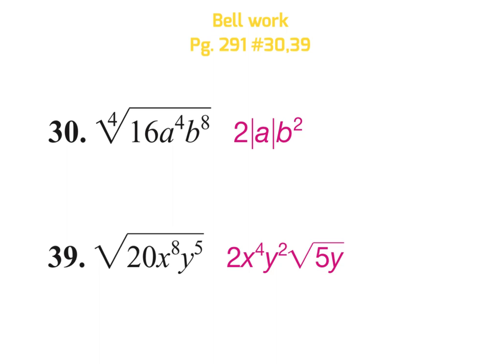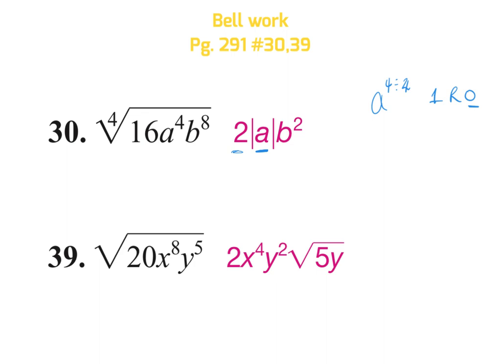For this first one, fourth root, if you do 16, you're going to get 4 2's, right? So the fourth root of 16 is 2. For the a's, you're going to say 4 divided by my index, which is 4. That is 1 with the remainder of 0. So 1 a came out, 0 a's stay in.